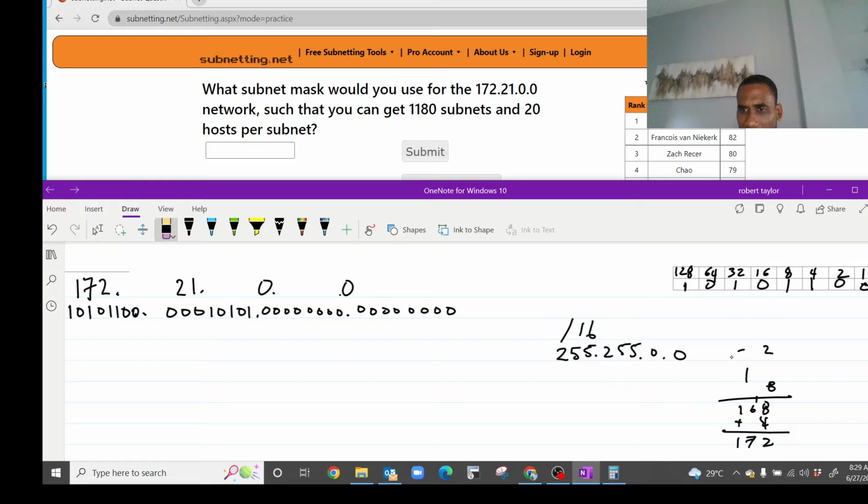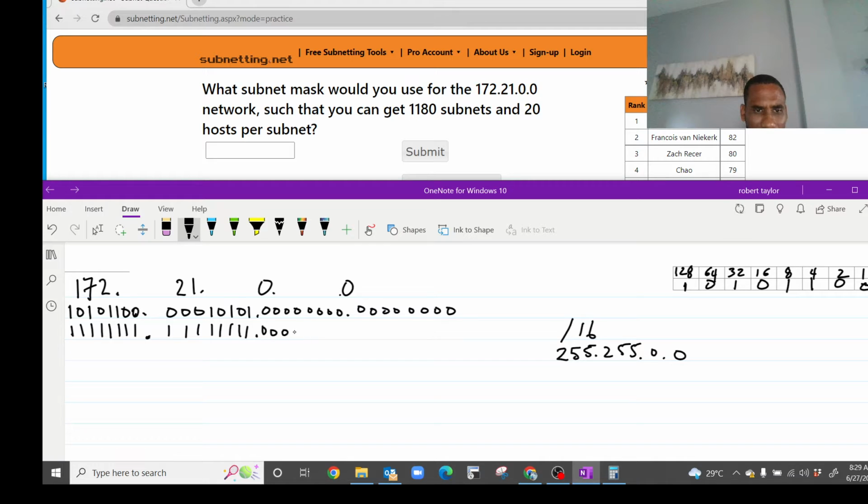So now we're back to putting down the natural mask. I'm trying to line these up, guys. So this is 1, 1, 1, 1, 1, 1, 1, 1, dot. And then this 255 is 1, 1, 1, 1, 1, 1, 1, 1, dot. And then the 0 is all 8 zeros. So this is 1, 2, 3, 4, 5, 6, 7, 8, and this is all 8 zeros. All right, so we've written the natural mask and we have written the IP address in its binary representation.